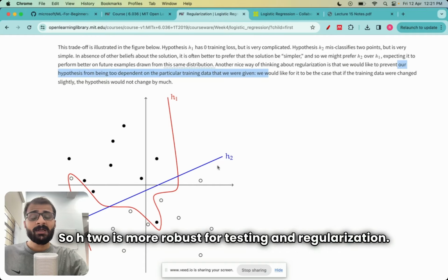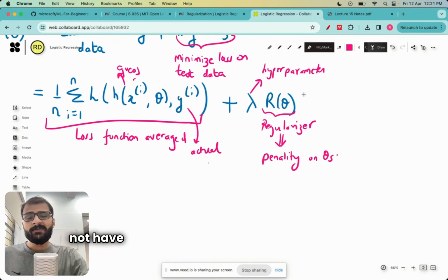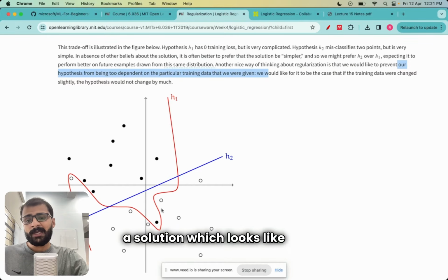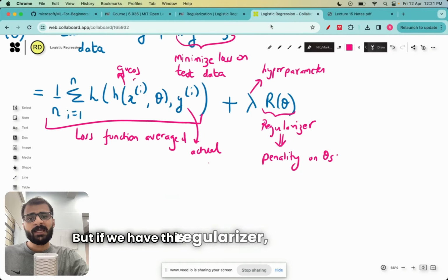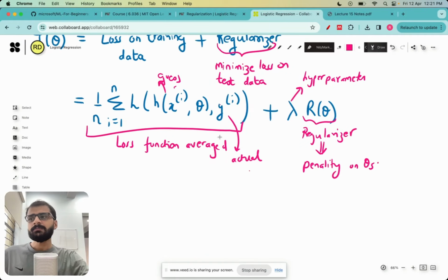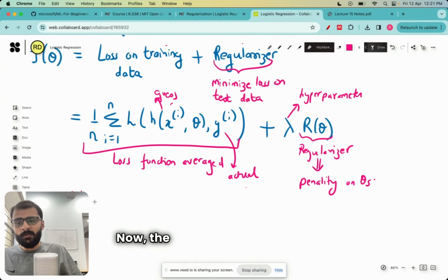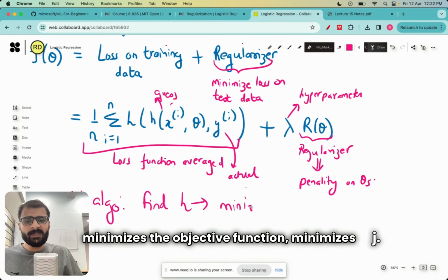And if the objective function did not have the regularization, we would optimize for a solution which looks like H1. That would be our solution, which is not a good solution on testing data. But if we have this regularizer, we might discover simpler solutions like H2, which do not overfit and which might perform better on the testing data. So this is our objective function. The way to find ML algorithms is to find the hypothesis H which minimizes the objective function, minimizes J. That's it.